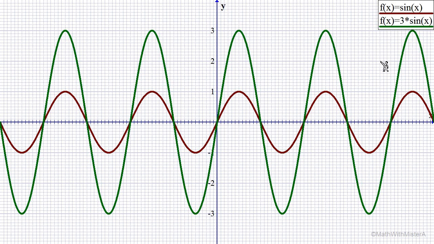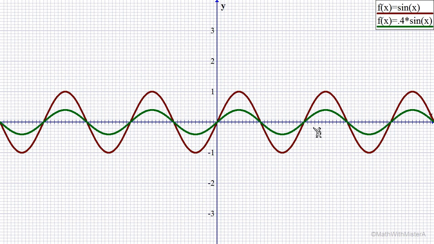Multiplying by a factor that is greater than 1 accomplishes this stretching, and if we multiplied by a factor that was between 0 and 1, we would see a vertical compress. We are multiplying by 0.4, so every function value is now 4/10 of what it originally was in the sine function, and the result is a graph that has been compressed.